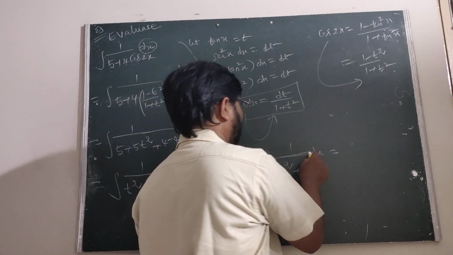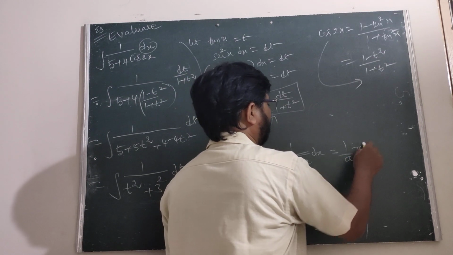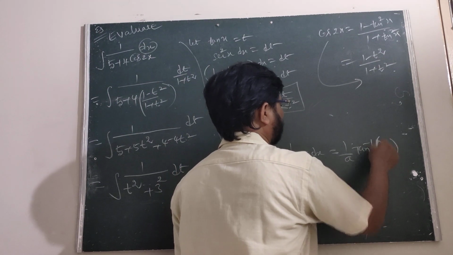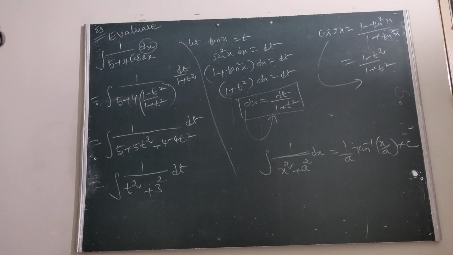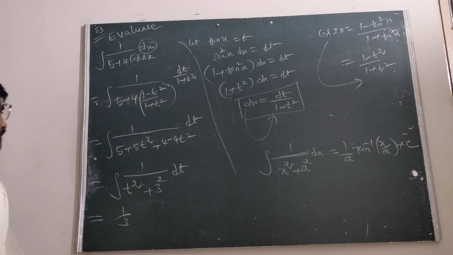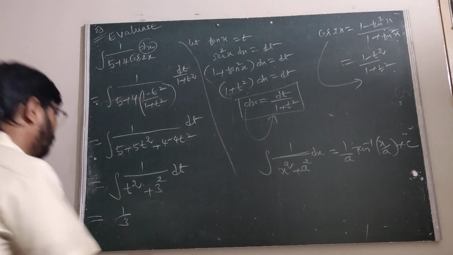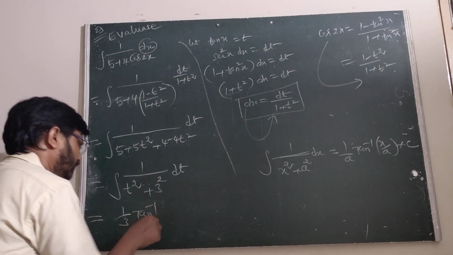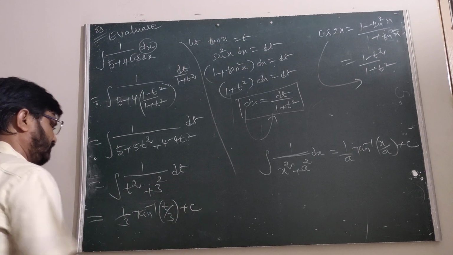Integral 1 upon x square plus a square into dx is 1 by a tan inverse of x by a plus c. Therefore, now we can write here 1 by a is 1 by 3. Therefore tan inverse of x by a is t by 3 plus c.